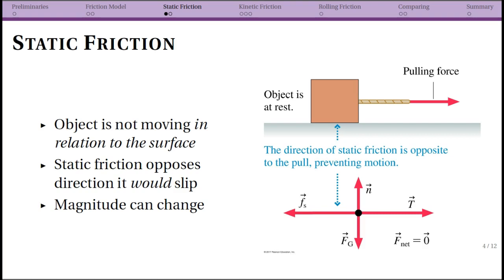The first type of friction we're going to talk about is static friction. So there's a few things to know to recognize when we would have static friction, and then how we're actually going to predict what it will be. So the first is that we have static friction when the object is not moving in relation to the surface. So this is really important. We say that the object is at rest, but that's only in respect to whatever surface it's on.